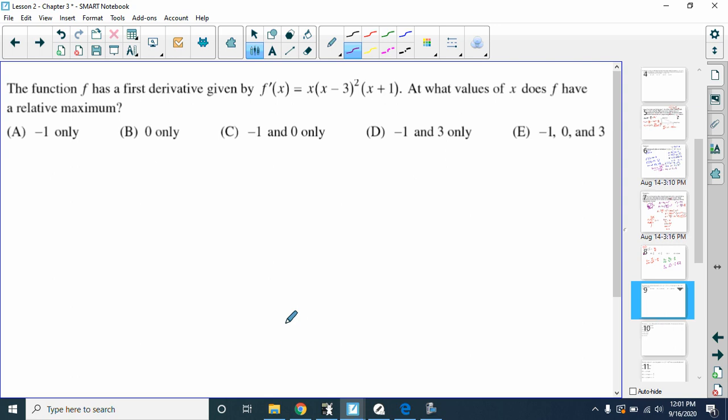Example 4 here. It gives us the first derivative of a function, and it wants to know, where do we have relative maxima? Where do we have maxes? Maxes could occur when the first derivative is 0. So if I set this equal to 0, I would get x equals 0, x equals 3, and x equals -1.